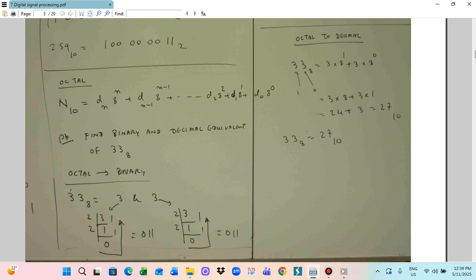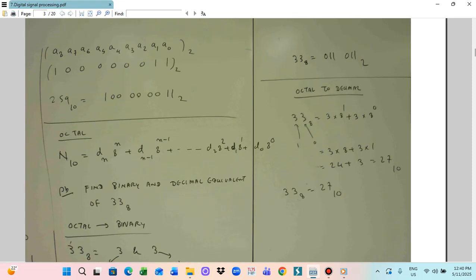Another 3, the second 3, divided by 2: result 1 and remainder 1. And 1 divided by 2: result 0, remainder 1. So you write this way, that will also be 0, 1, 1. Therefore 33 base 8 becomes 0 1 1 and 0 1 1 base 2. So 33 base 8 is equal to 011011 base 2. So this is for the octal to binary conversion.